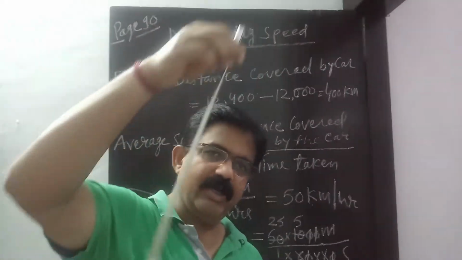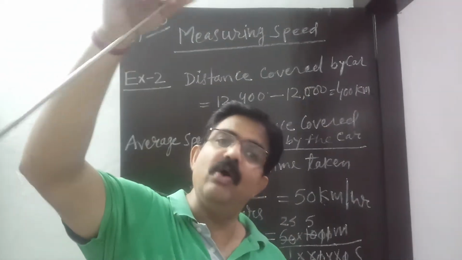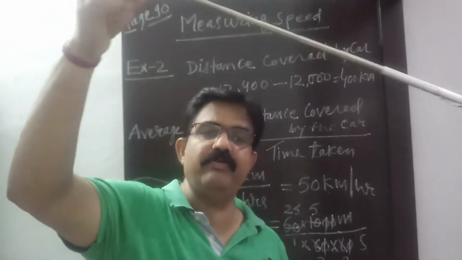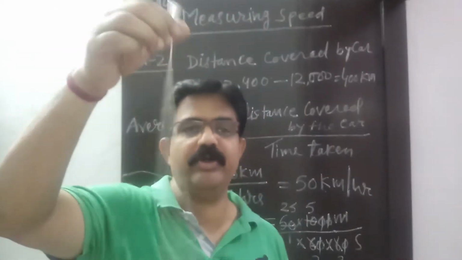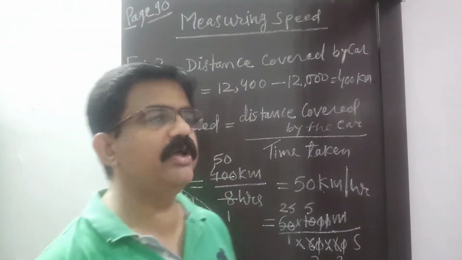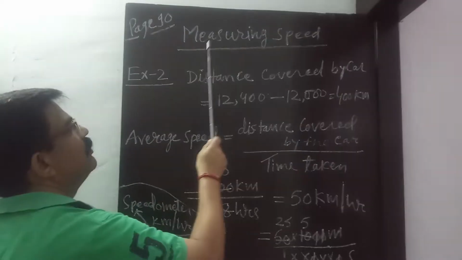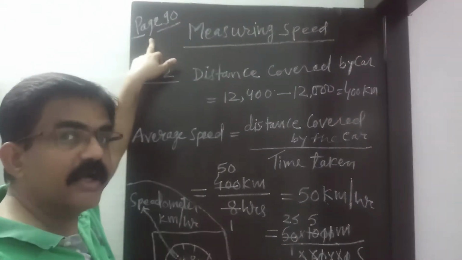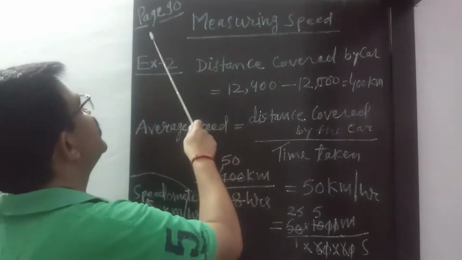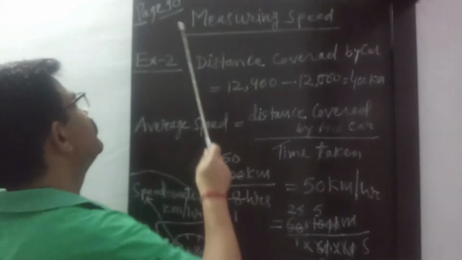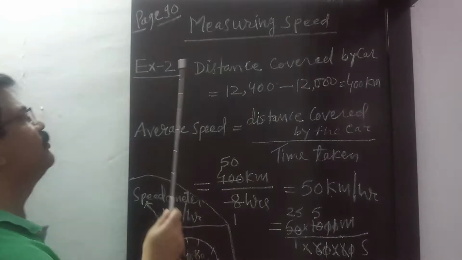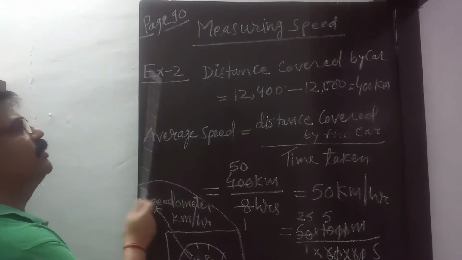Before that, I have given you homework to find the time period of a simple pendulum. That we have done, and today we are going to study measuring speed. I will send you page number 90. On page number 90, there is a numerical problem, example 2.